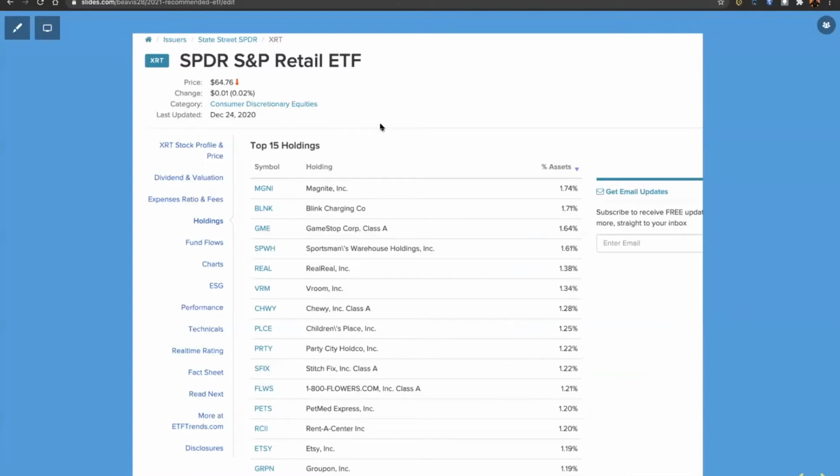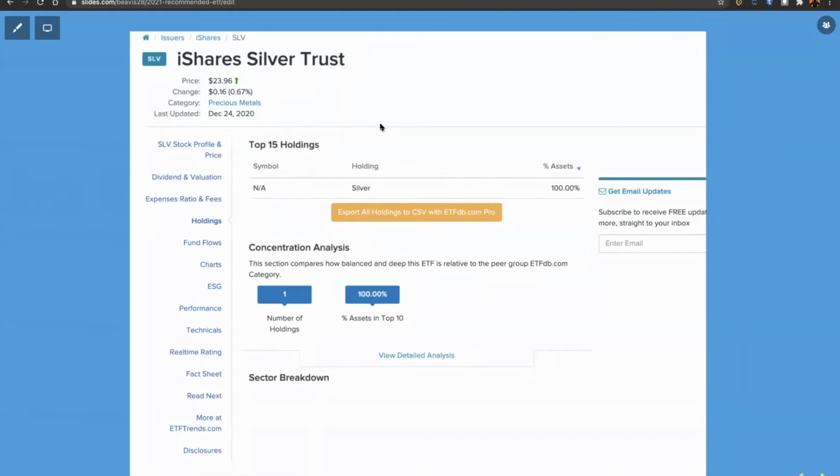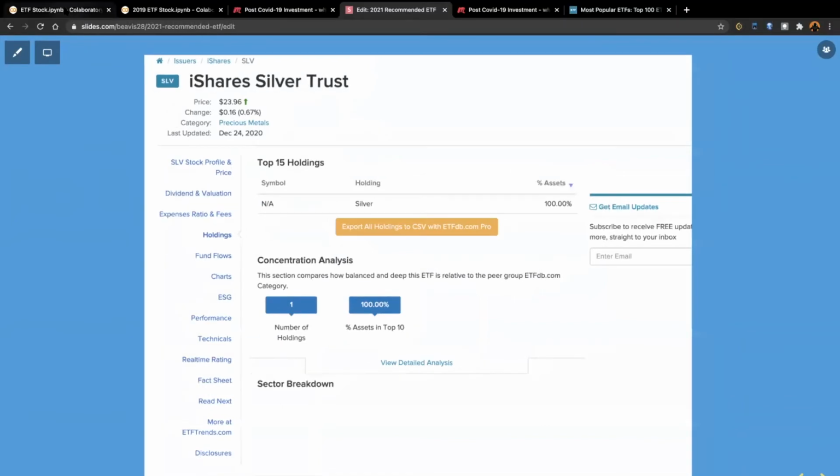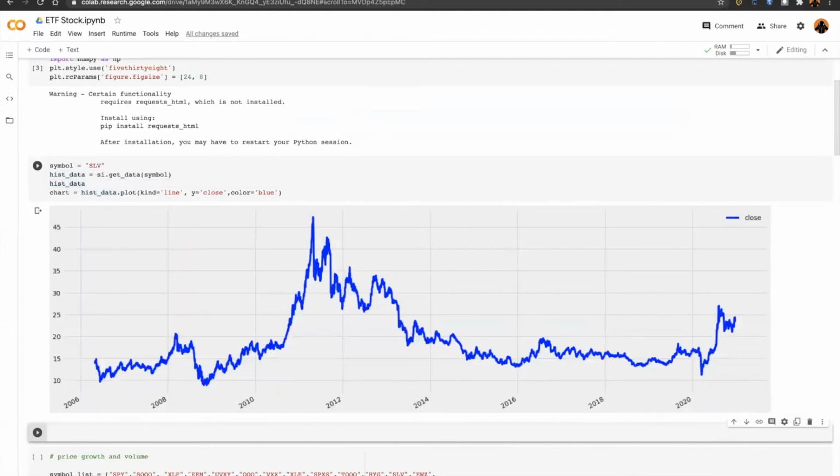Okay, so that's number 7. Then number 6 also brings me a surprise because this is a silver ETF. Instead of purchasing silver futures or actual silver commodity, they also have an ETF for silver. That is SLV. Let me check. So let's check out this.